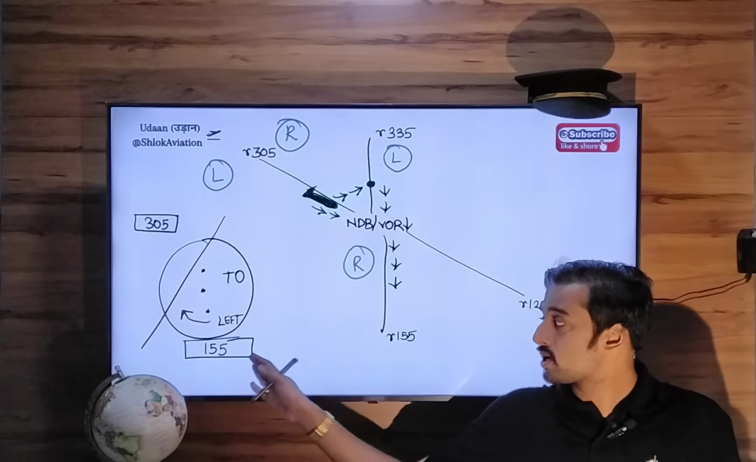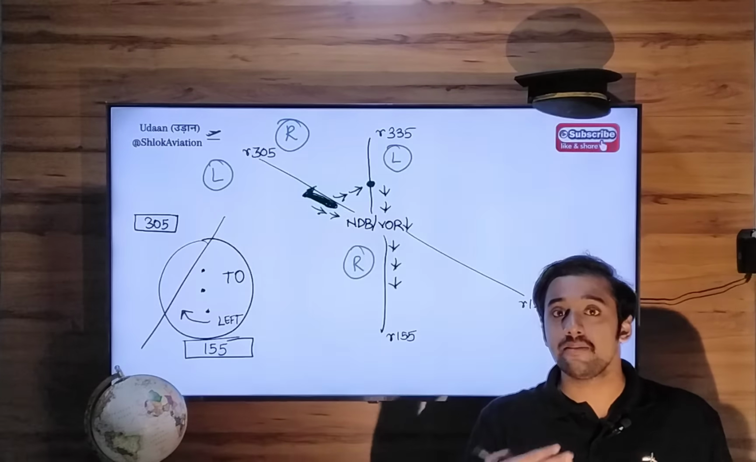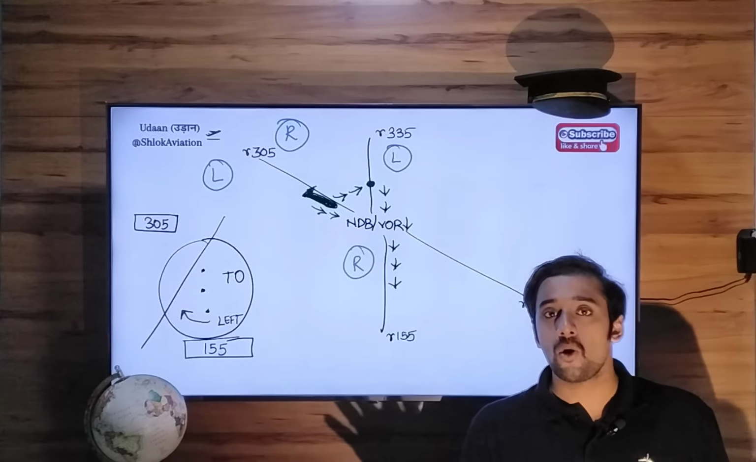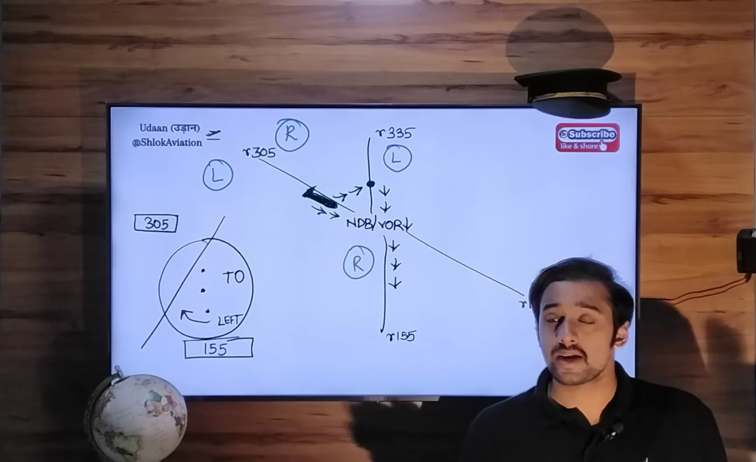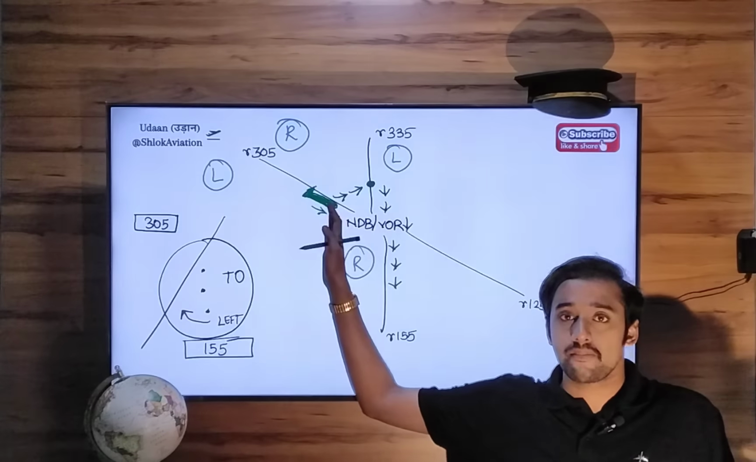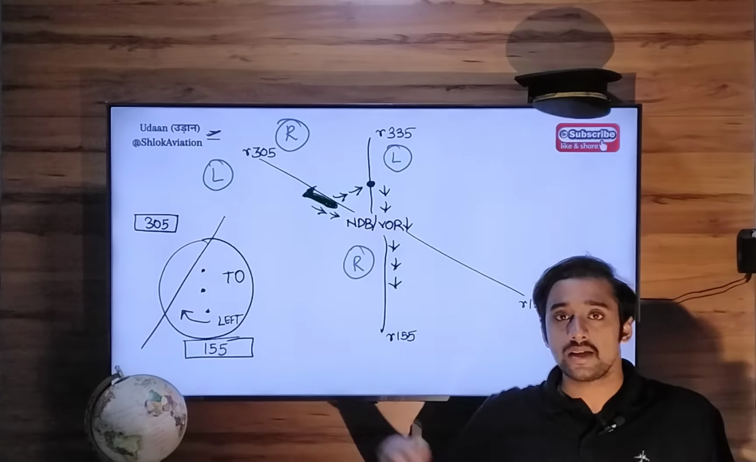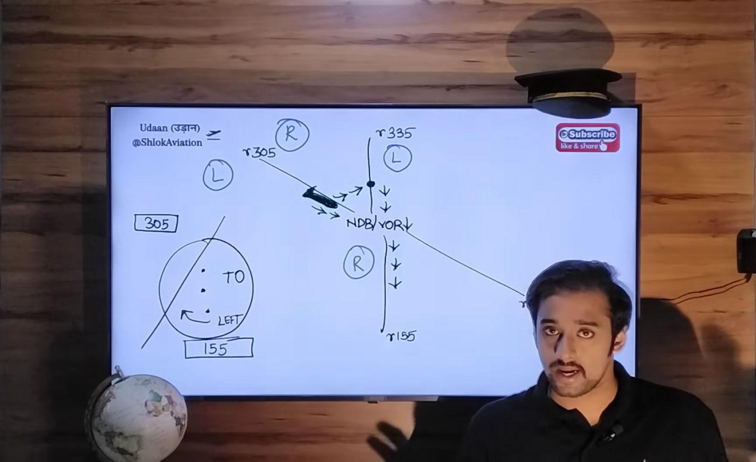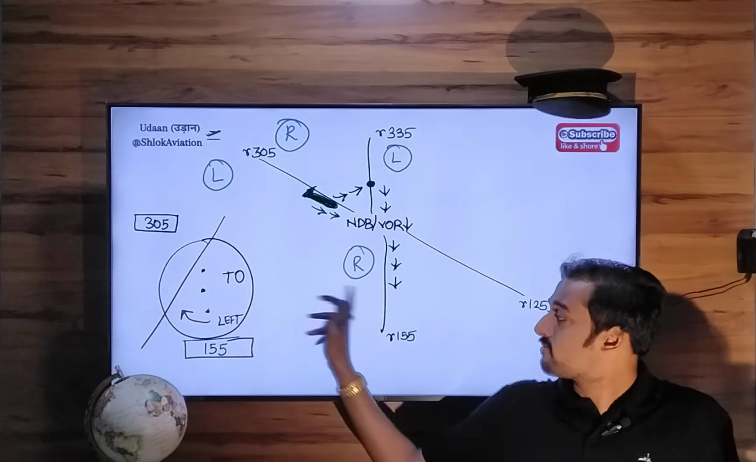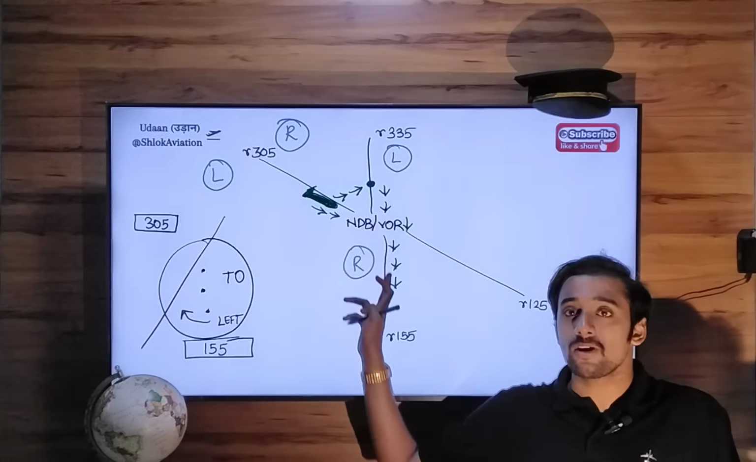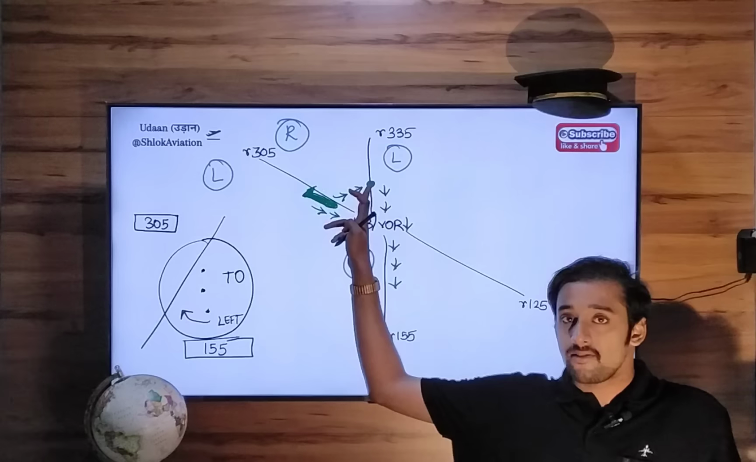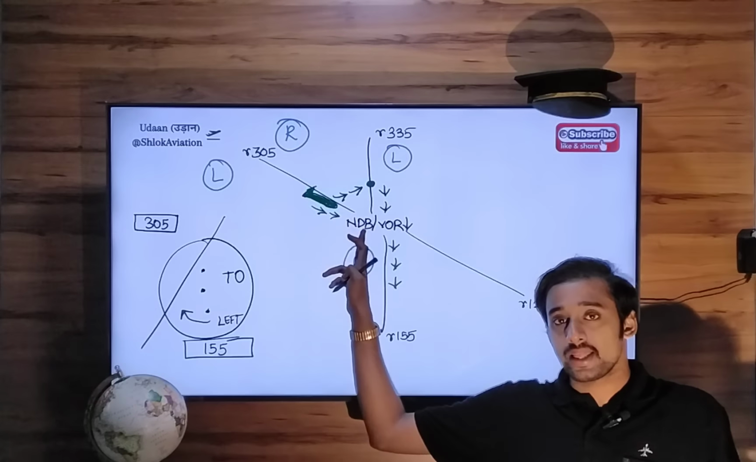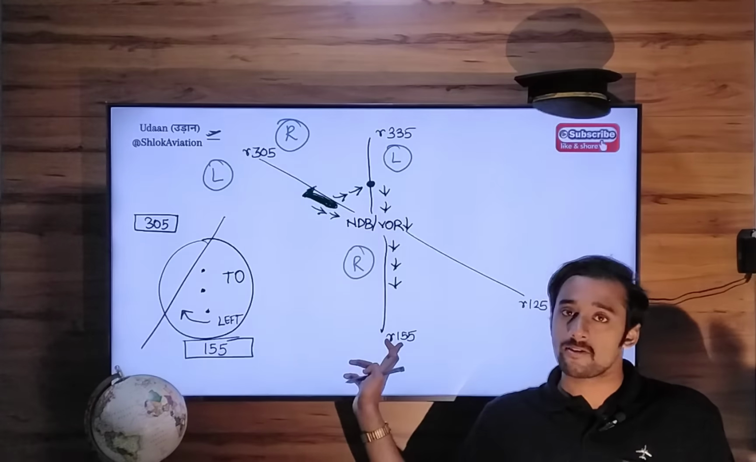Now the setting you have put in the OBS is with respect to inbound. So the OBS will give all left right indications with respect to that. It doesn't matter whether you're flying outbound or inbound. If you put inbound setting, the indications will be according to that. So 155. So that means to go to 155, we will first have to go to 335, then fly inbound and then transition to radial 155.